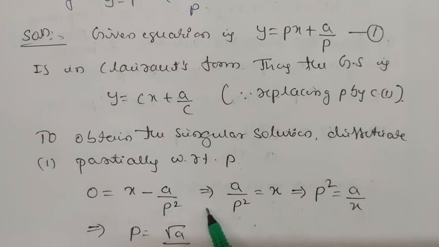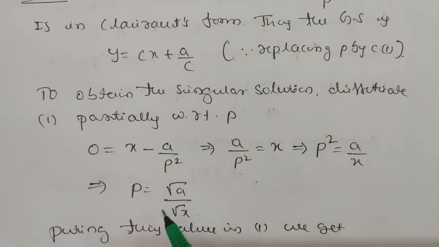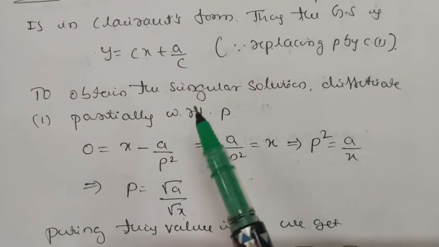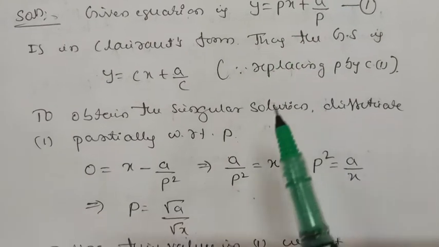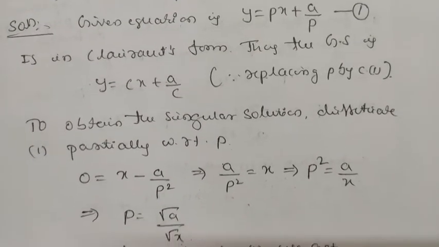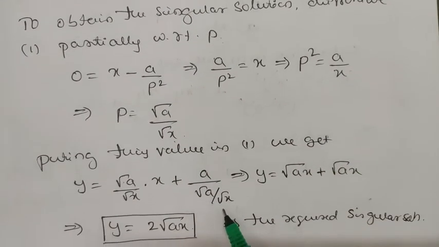This implies here we want to eliminate the value of p. So this implies a divided by p square is equal to x. So cross multiply this one, p square equals a by x, or we have p is equal to root a divided by root x. You just substitute this value of p in equation 1, we get y is equal to, our y is what? The given equation is y equals px plus a divided by p, no? So p is root a divided by root x into root x plus next is what? What we have? A divided by p. A divided by p is root a divided by root x.